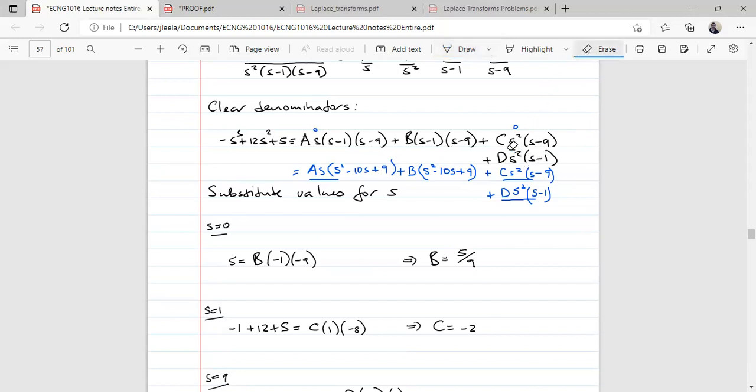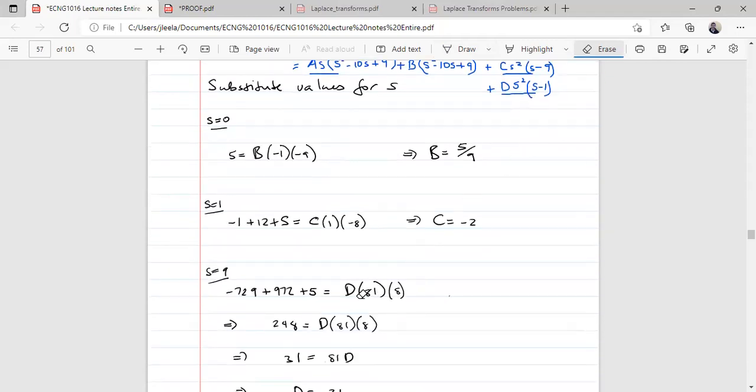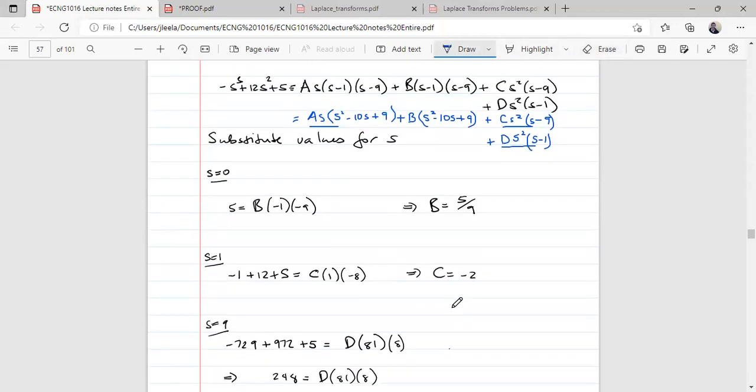So nine minus 1 is 8, and 9 squared is 81. So you have 8 by 81d. So this will give us some big values, right?